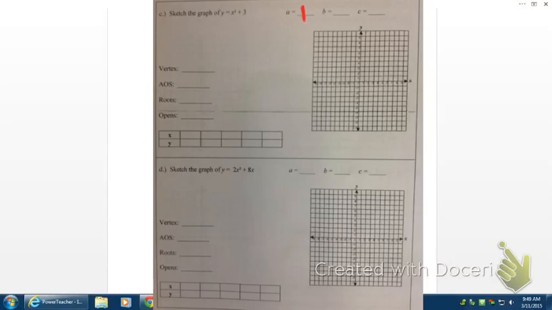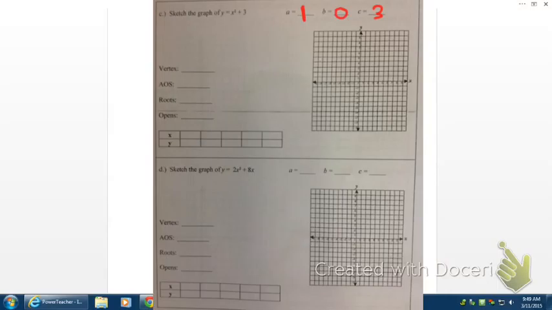So it's 1. Guys, don't get confused. x squared. There's like 5 steps to this thing. There's probably like 10 steps. So our a is equal to 1. Our b value is what? 0. Our c value is what?